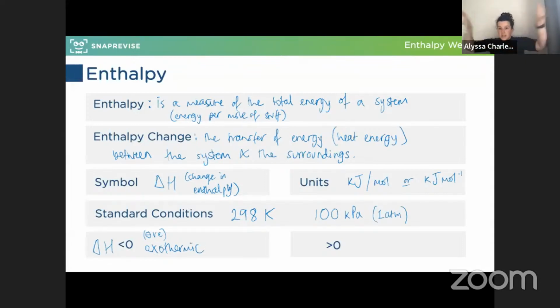If the system is losing energy, because energy is exiting the system, then the enthalpy change will be negative because the system has lost energy. So that will be exothermic, and therefore, if the enthalpy change is positive or greater than 0, then it must be the opposite, endothermic, because again, the system has gained energy. Energy has entered the system, so the enthalpy per mole, energy per mole, has gone up. So that must be endothermic. Okay, lovely. Let's keep going.